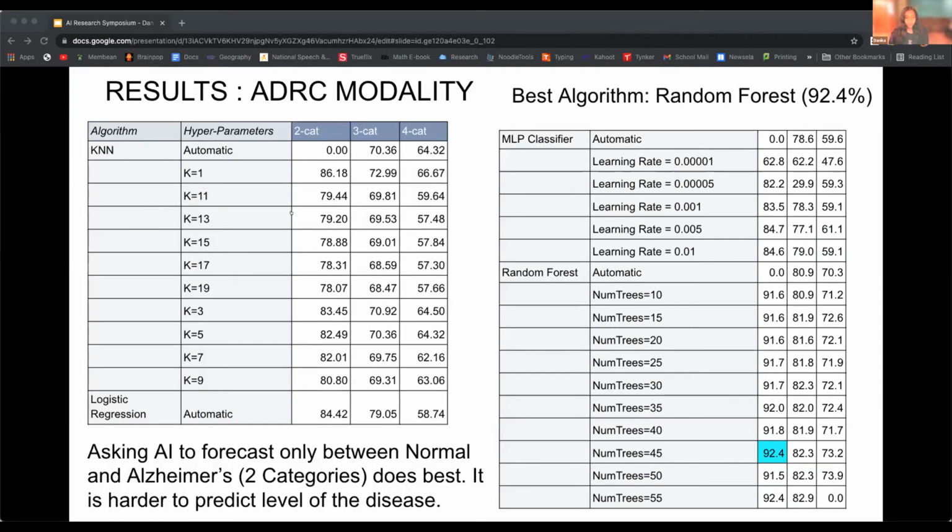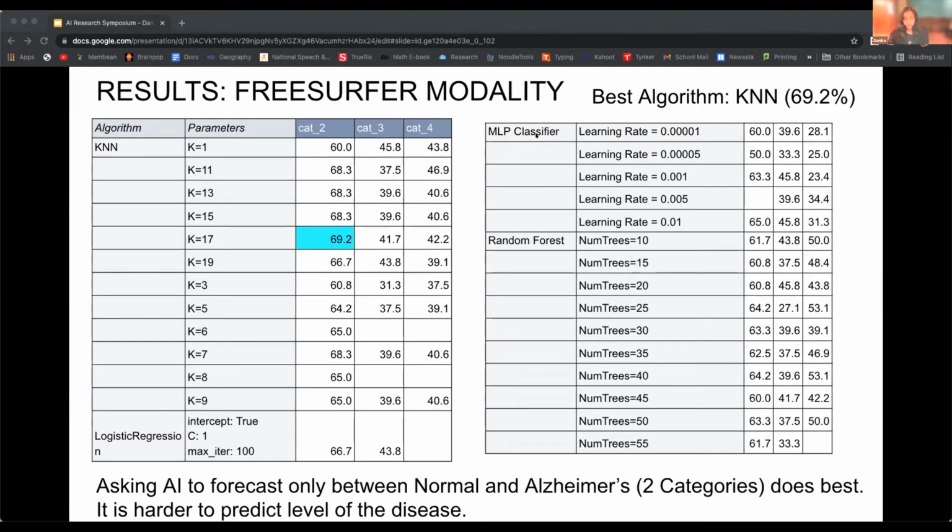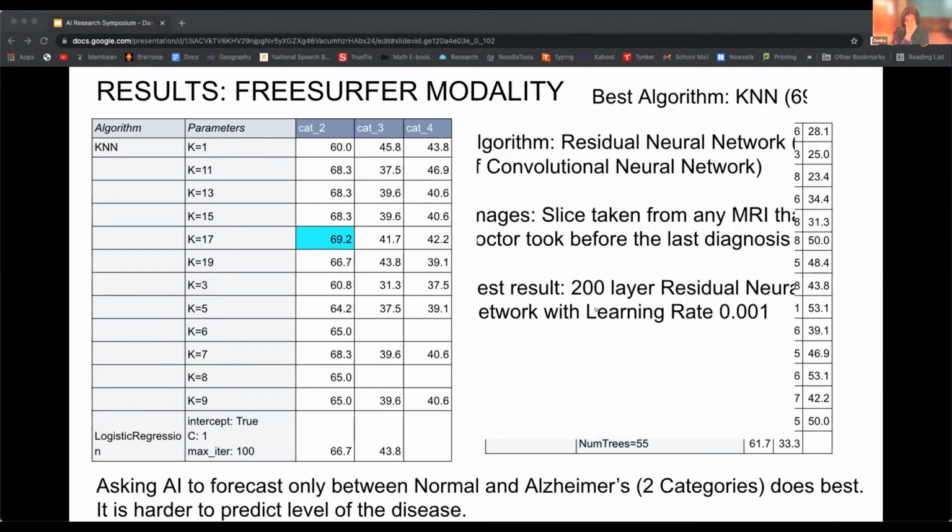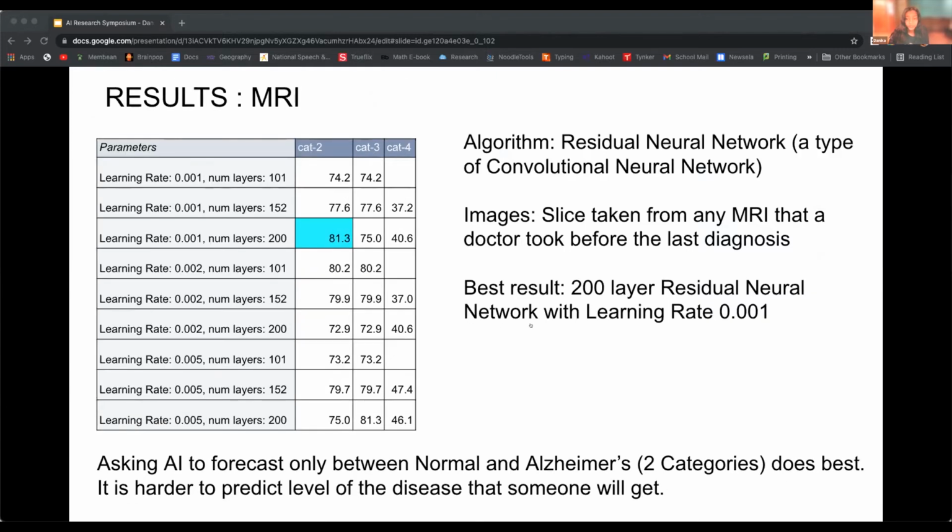For the results of the ADRC modality, random forest with 2cat worked best at 45 trees, with an accuracy of 92.4%. For FreeSurfer, K nearest neighbor worked best, again with 2cat, where K was 17, with an accuracy of 69.2%. For MRI, again with 2cat, the residual neural network worked best with 200 layers and a learning rate of 0.001, with an accuracy of 81.3%.